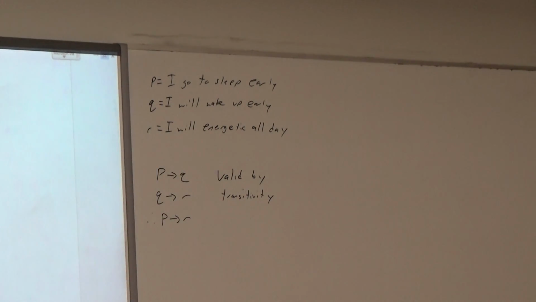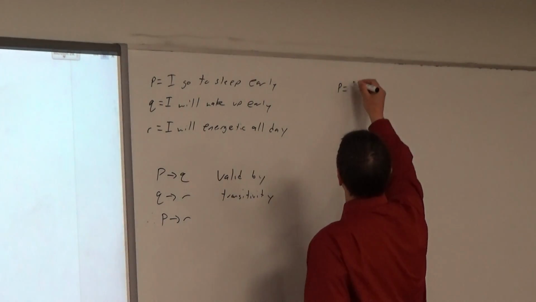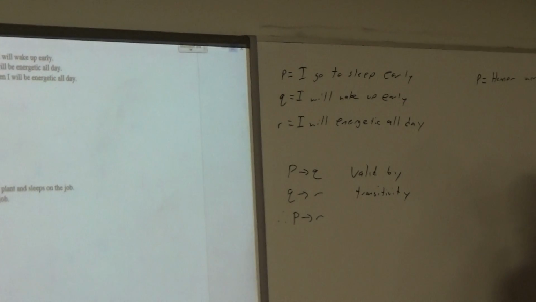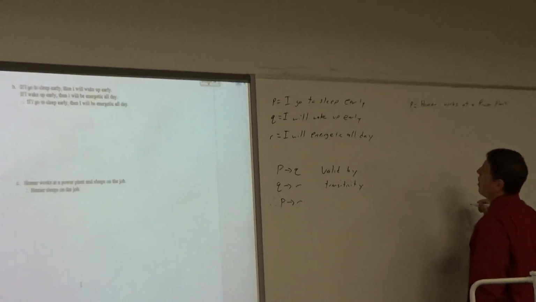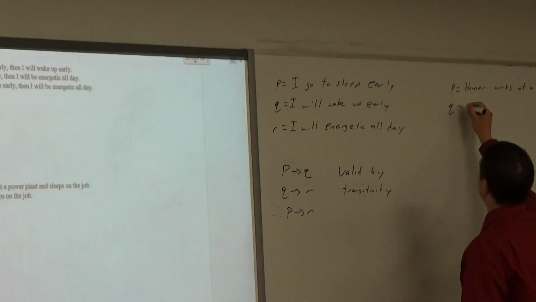Alright. So I always tell people, if you can write it symbolically, it's probably a lot easier to be able to determine validity versus invalidity. Okay? The last one, very, very easy. Okay? Homer works at power plant, so P is Homer works at a power plant. And then Q is he sleeps on the job, or Homer sleeps on the job.